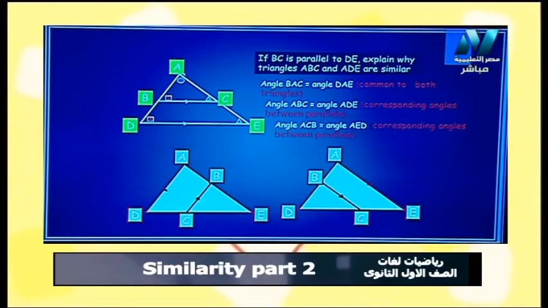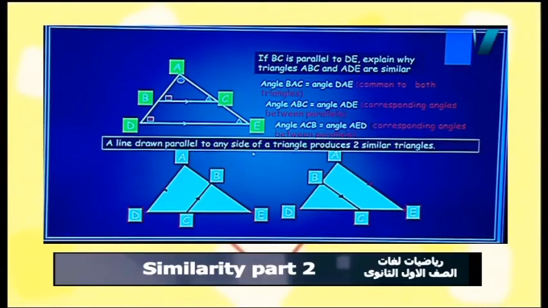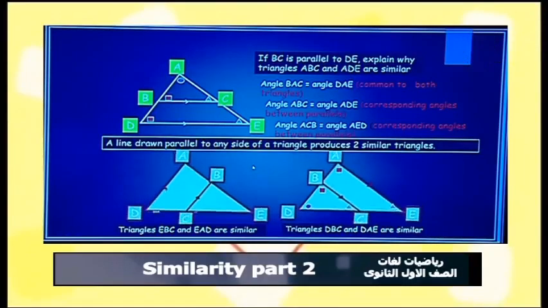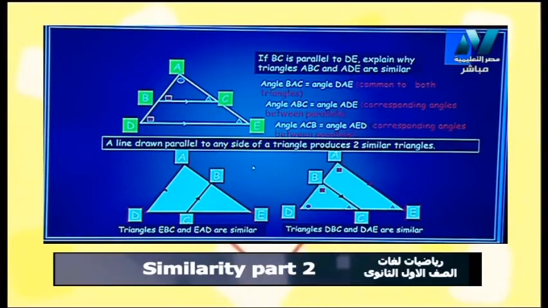We have the angle ACB equal the angle E because of corresponding angles, because BC is parallel to DE. A line drawn parallel to any side of a triangle produces two triangles. One of them is the smallest, which is ABC, and the other is the greatest, which is ADE, and they are similar. Next slide.